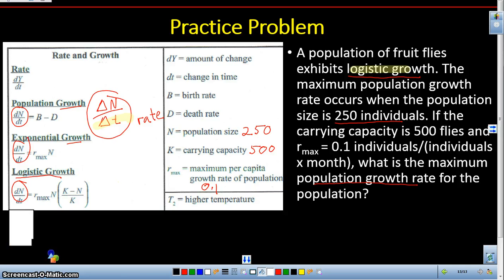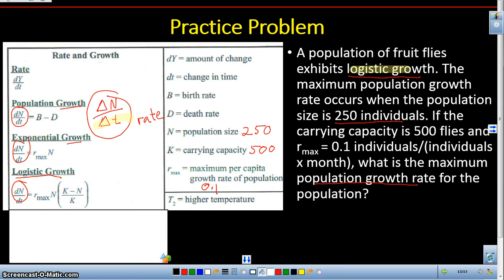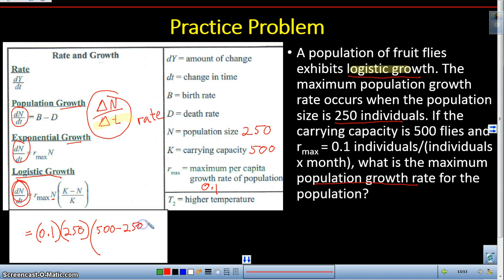Let me get some room down here. I'm just going to copy this equation, and I know that I'm solving for dN over dt, so I don't need to plug anything in for that. But my R max is given to me, so my R max was 0.1. My N, population size or number of individuals, is 250. I'm going to multiply that by what's inside the parentheses here. My K is my carrying capacity of 500. My N again was 250. I'm going to subtract that, and I'm going to divide that by K, which again was 500.